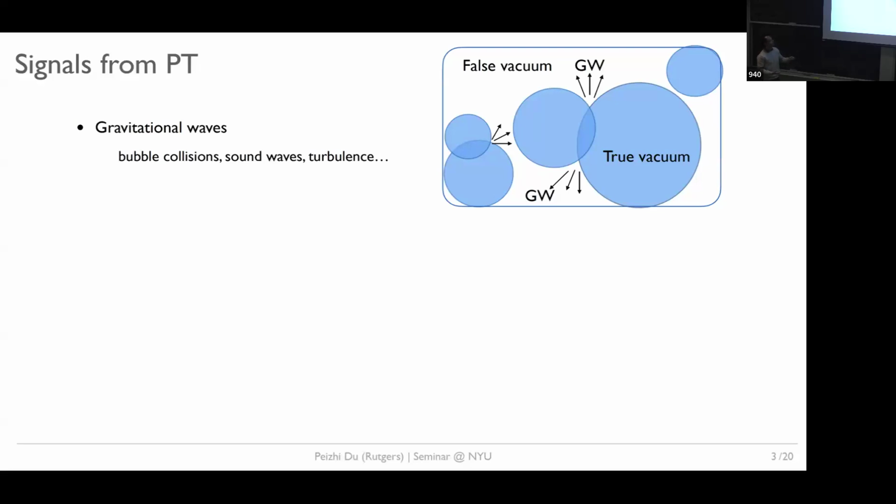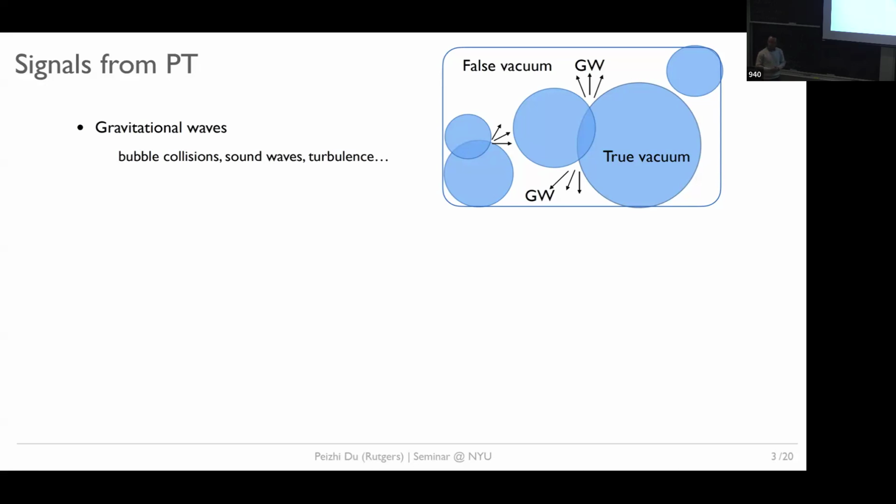During this process, depending on the model, you could also have a plasma around the bubbles, and they'll have sound waves or turbulence in the plasma. Those could also source gravitational waves. So the combination of all of these is one of the benchmarks that interferometers are looking for. Quick question.